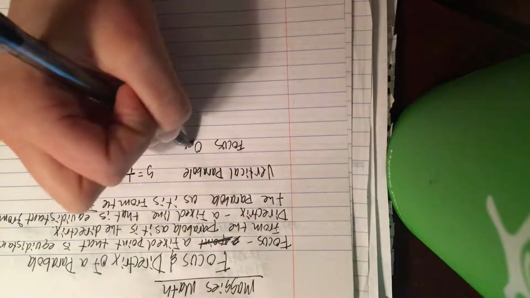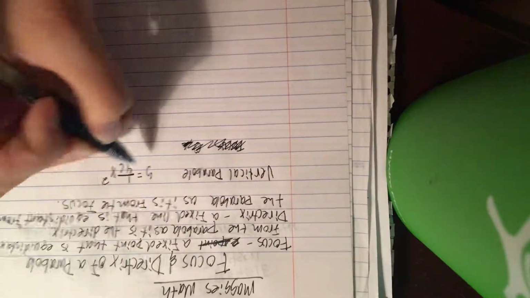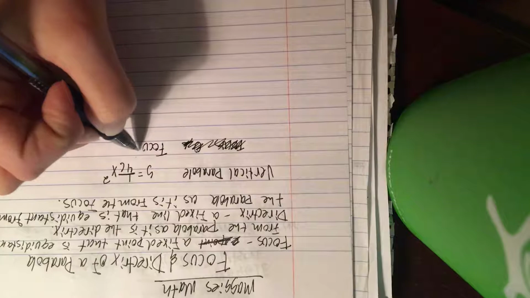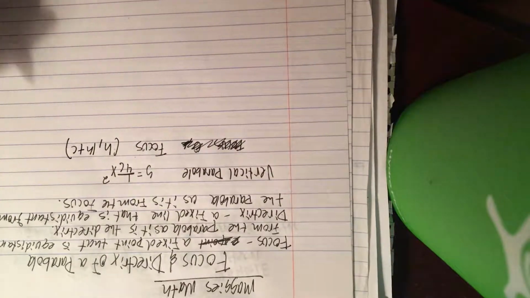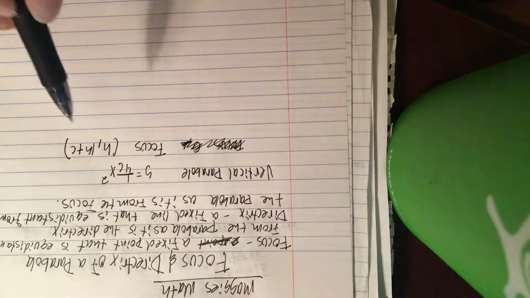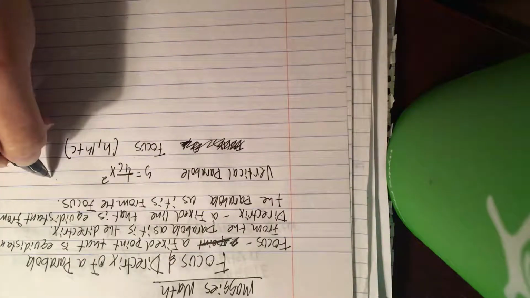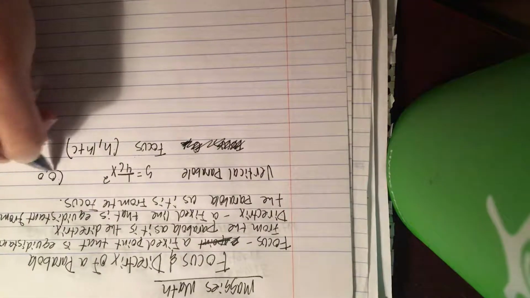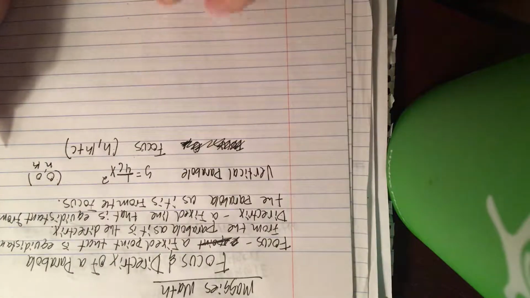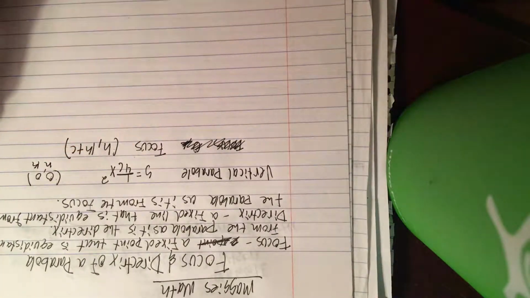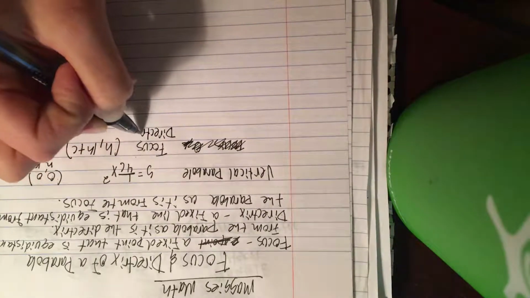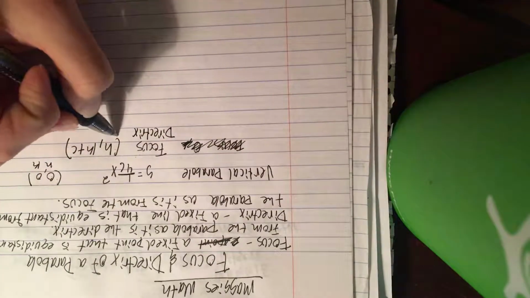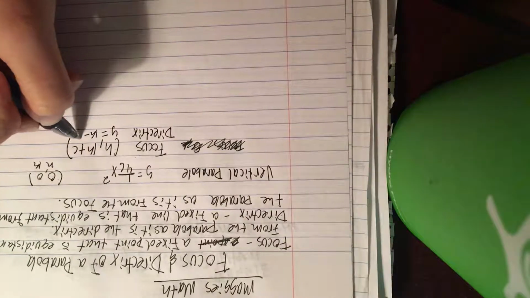Your focus is (h, k plus c). That is your point for your focus. Your vertex is (h, k), and if it's at the origin, it's (0, 0). Then your directrix for a vertical parabola is going to be y equals k minus c.